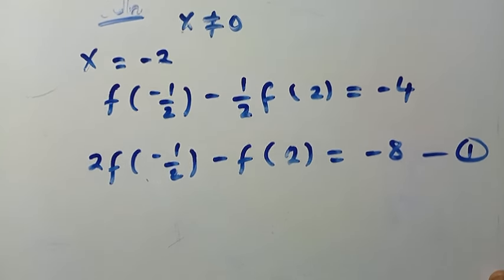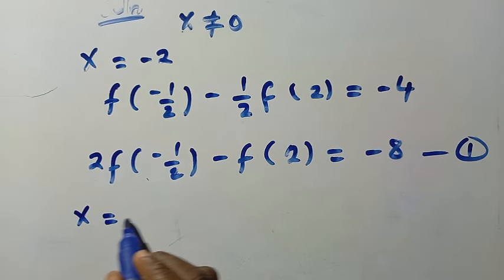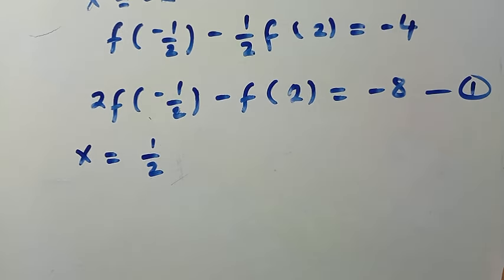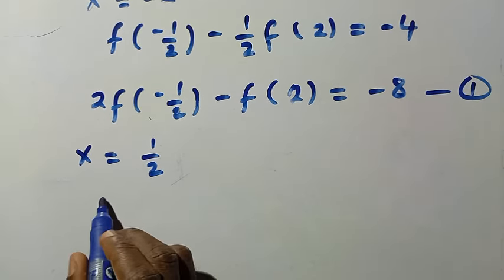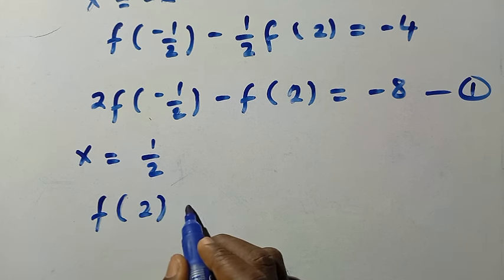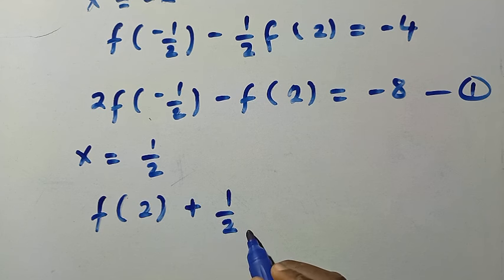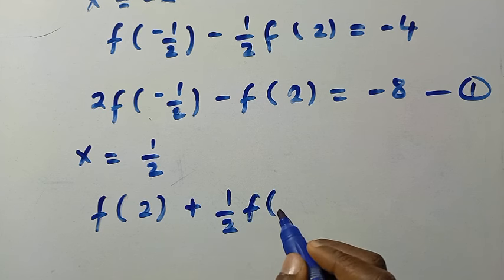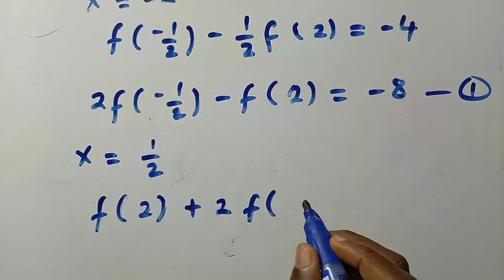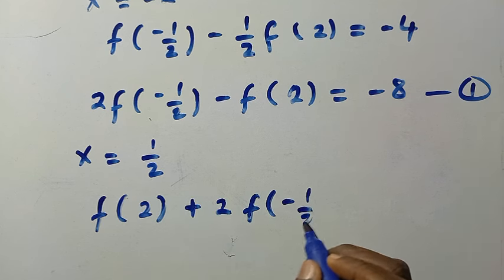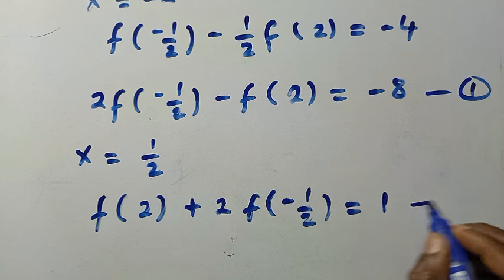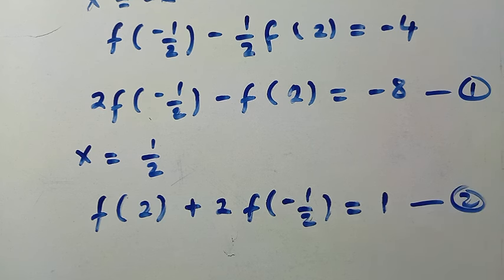And also, let's replace by letting x equal 1/2. For f(1/x), it becomes f(2), then plus 1 divided by 2 f of, so it is 1 over x, this one becomes 2f(-1/2) equals 1. I call this one equation 2.